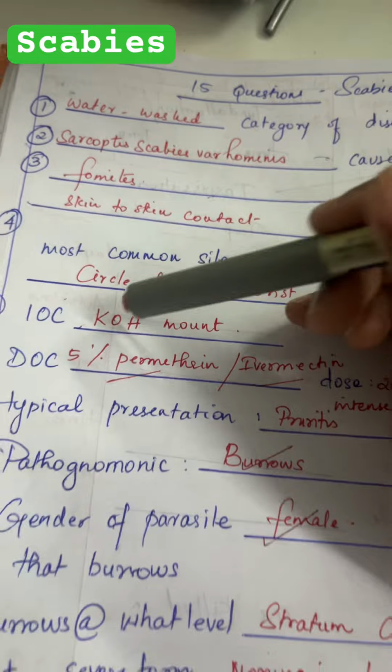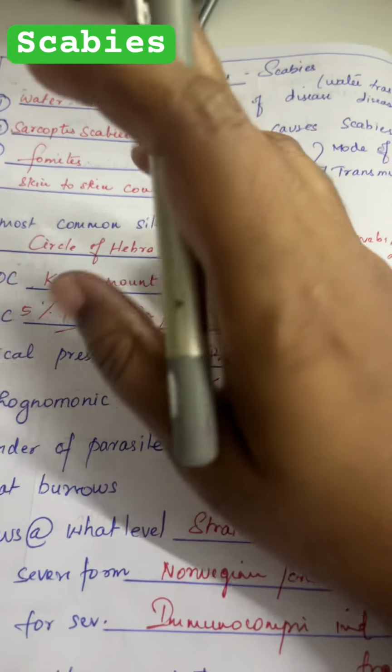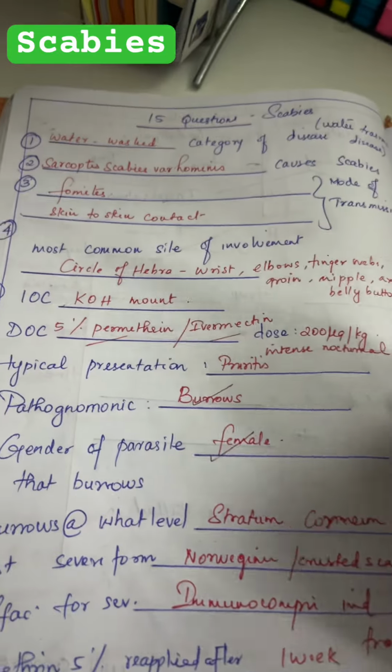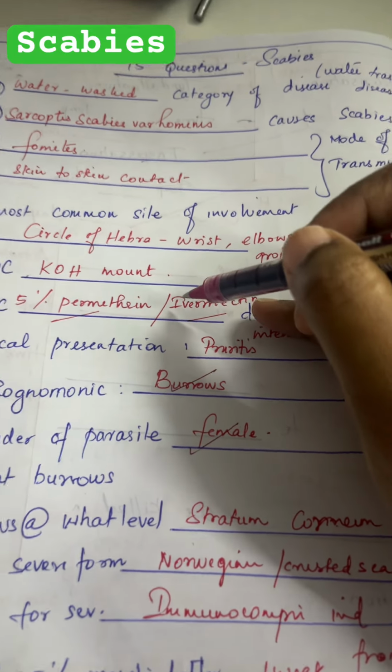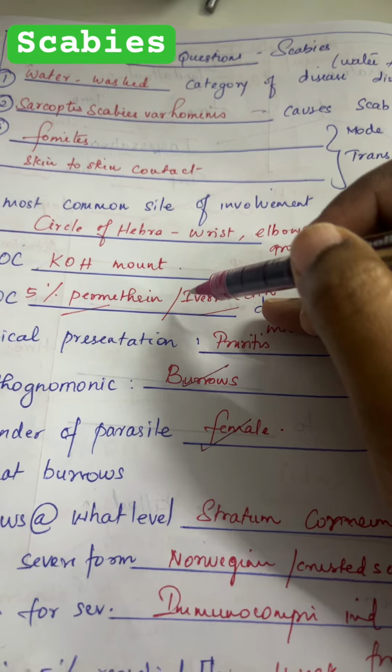What is the investigation of choice? Potassium hydroxide mount. And drug of choice, we have topical and systemic. Topical is 5% permethrin, and oral is ivermectin, which is 200 micrograms per kg.